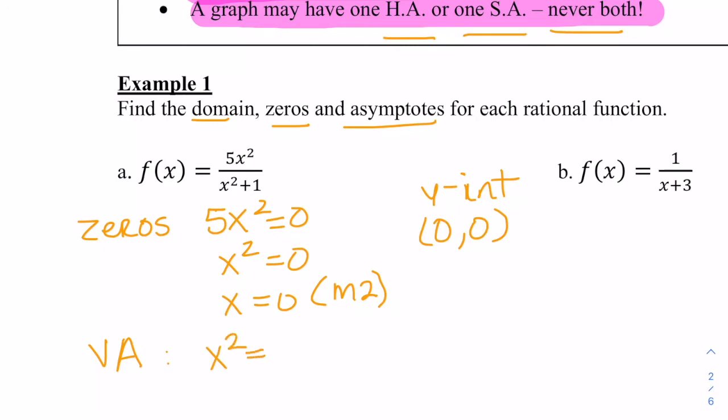Now for the vertical asymptote, we're going to set the denominator equal to 0. And we want to say the denominator can never equal 0. Well, when I subtract 1, you can kind of see that it doesn't matter what I do or plug in for x, it'll always be positive. So for this equation, there are no vertical asymptotes.